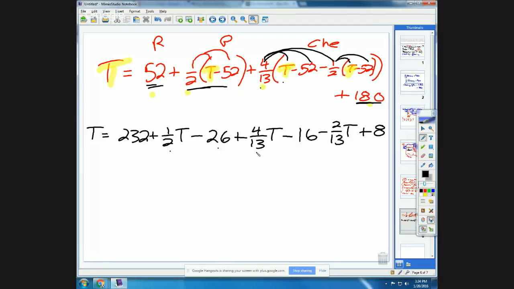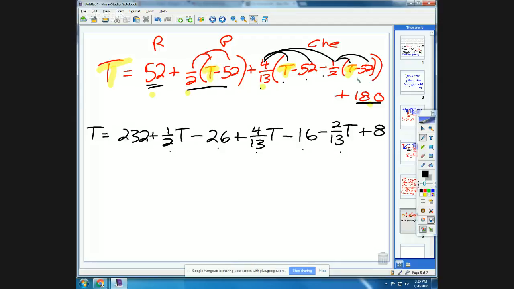4/13 of t goes here. I calculated 4/13 of 52 is 16. And it's positive times a negative, so it stays negative. And then here I have 4/13 of a half, which would be 2/13 times t gives me that. And then 2/13 of 52 I calculated to be 8. And I think it's a positive 8. Does anyone disagree there? Here I'm going to have a negative times a negative.